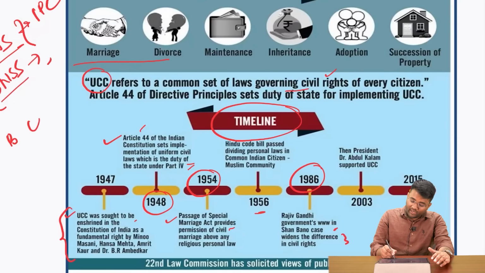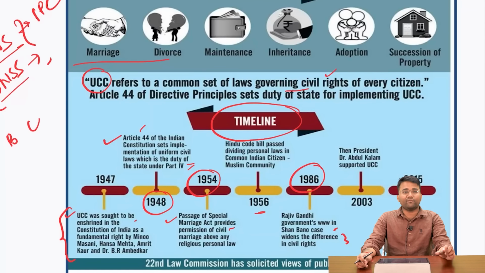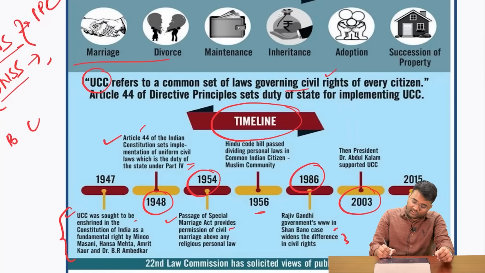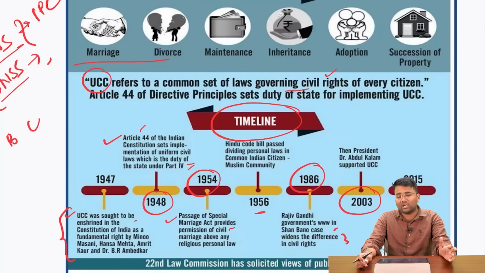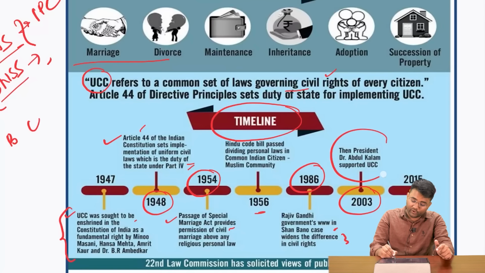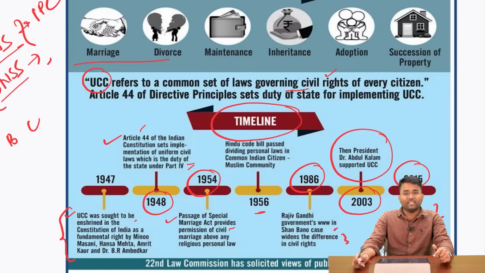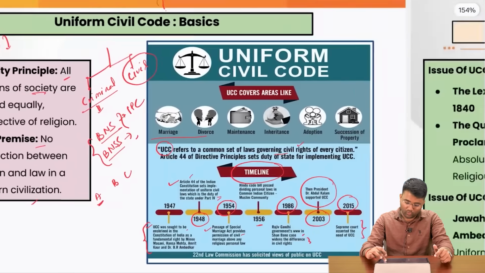And that further widened the differences in civil rights, and further focused on the fact that there are different civil rights for women or persons belonging to different religions. And in 2003, the then Honorable President of India, Dr. APJ Abdul Kalam, further supported the idea of the Uniform Civil Code. And in 2015, the Supreme Court asserted the need for the Uniform Civil Code.